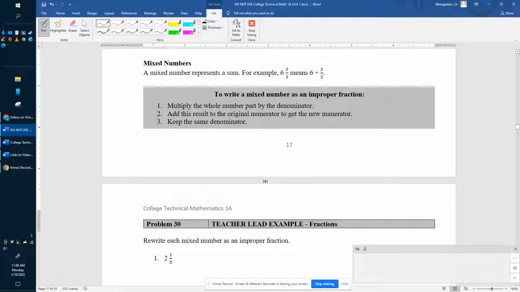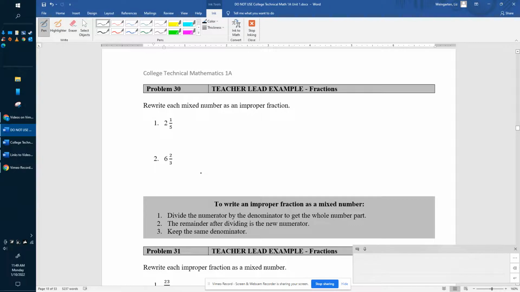The first thing we're going to do is multiply the whole number by the denominator. So we're multiplying, even though it says adding up here, we are multiplying the whole number by the denominator. Then we're going to add this result to the original numerator to get the new numerator. And then we're going to keep the same denominator. So let's look at these two examples.